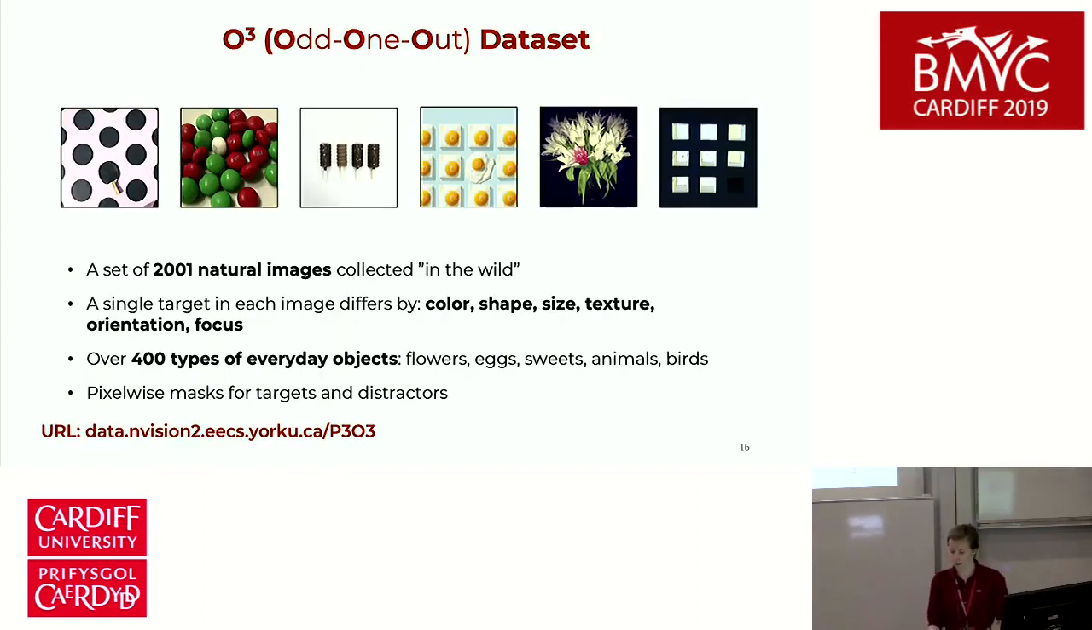So now onto the second data set, which we call Odd One Out, or O3. So this is a set of natural images, 2001 natural images, which were collected online. So we didn't take any of them. And there is a single target in each image again. And it can differ by color, shape, size, texture, orientation, focus, or any combination of these features. It's quite diverse, so there are more than 400 types of everyday objects represented here. And some of the largest categories are flowers, eggs, sweets, animals, birds, and so on. And we also provide the pixel-wise masks for the targets and distractors here.